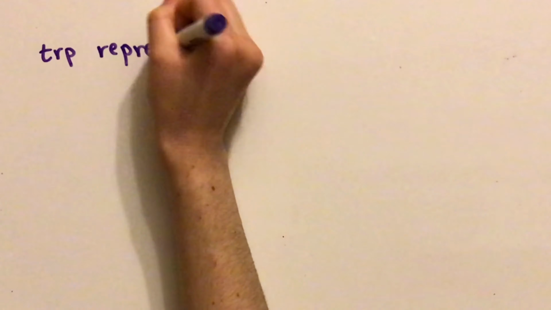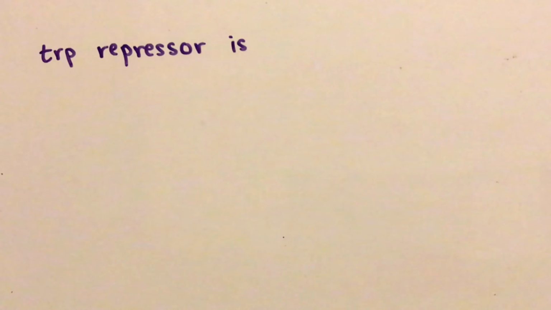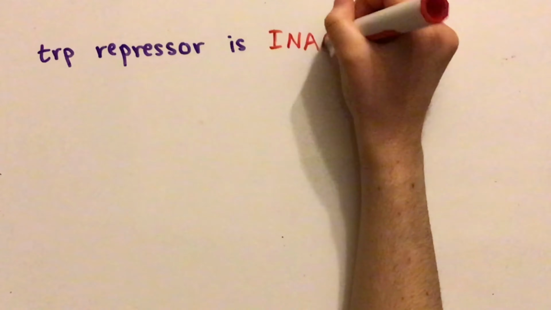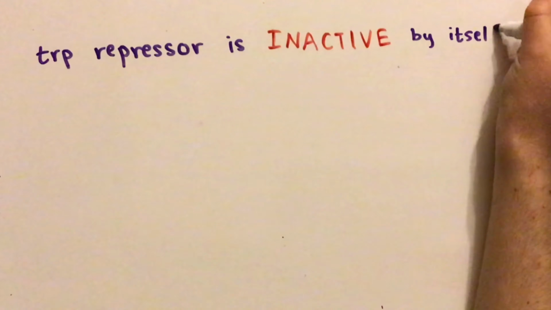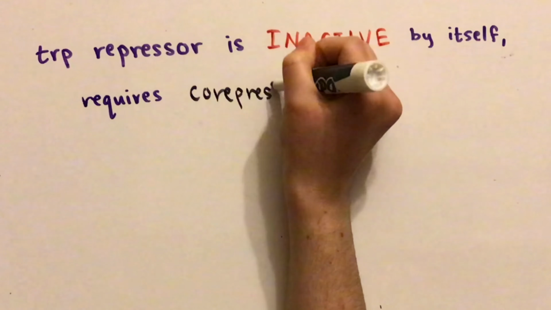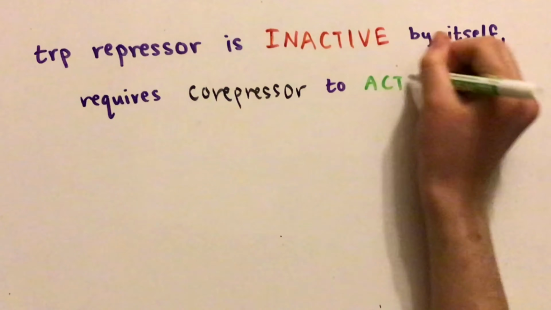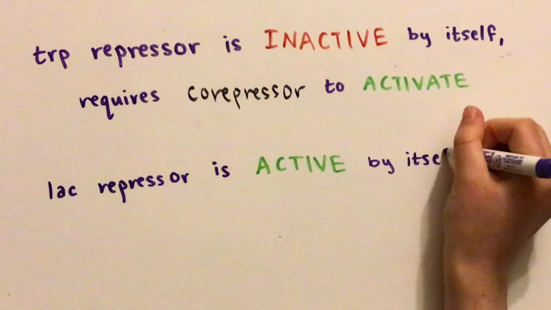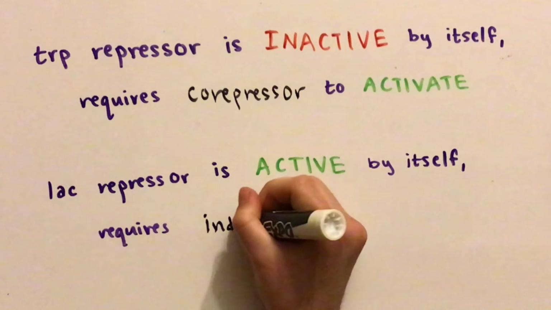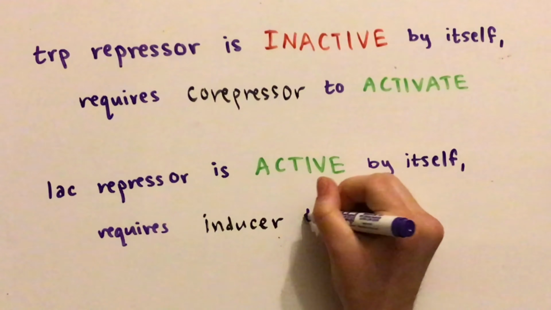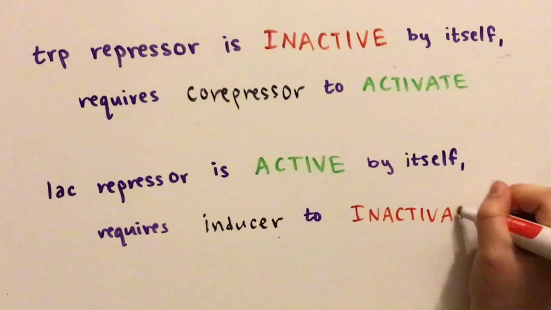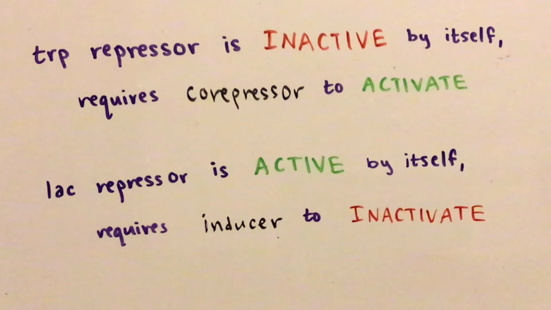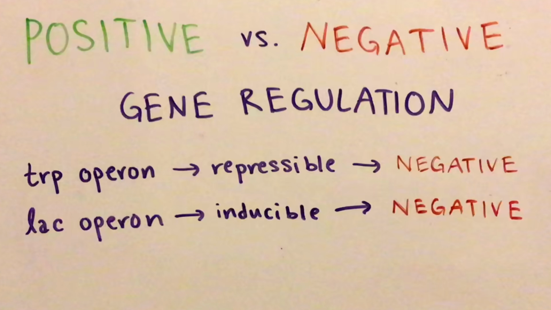While the TRP repressor is inactive by itself and requires tryptophan as a co-repressor in order to activate the repressor, the LAC repressor is active by itself and requires allolactose as an inducer to inactivate the repressor and turn the LAC operon on. The regulation of both the TRP and LAC operons are examples of negative gene regulation because the operons are switched off by the active form of their respective repressor protein.